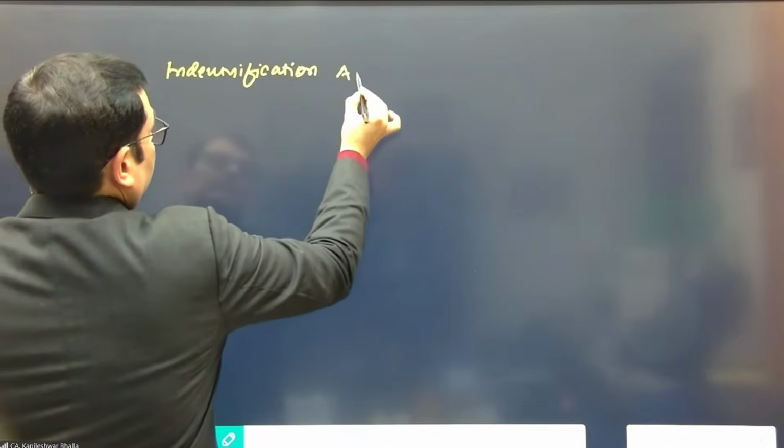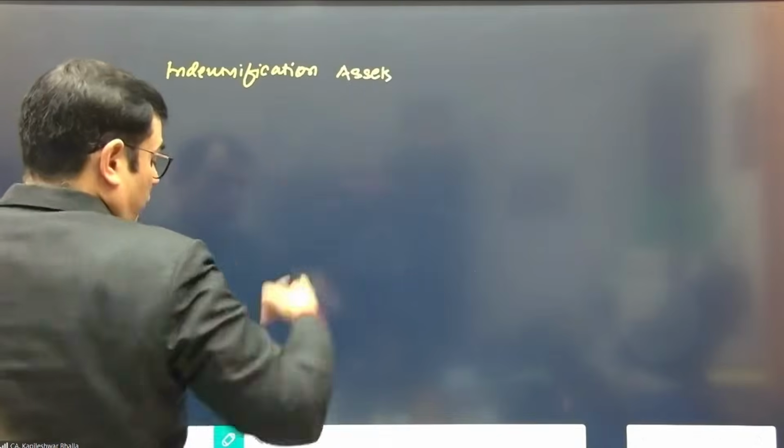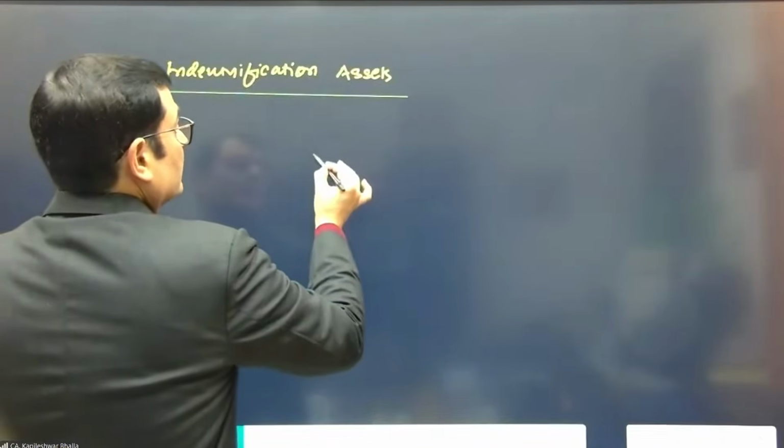Now let's also go to the next one, and that is indemnification assets. Now the question arises, what is an indemnification asset? So let's first of all understand the concept of indemnification assets. The word indemnification comes from the word indemnify. That if I am getting a loss, the other person indemnifies. Now let's consider an example to understand this.